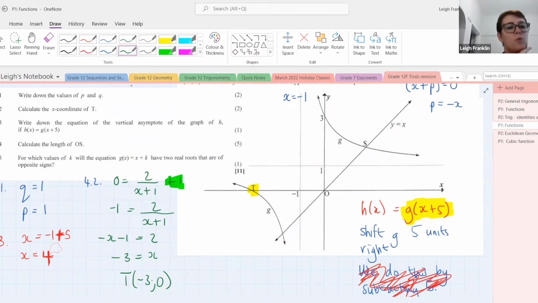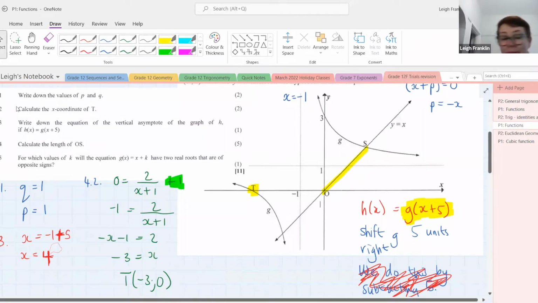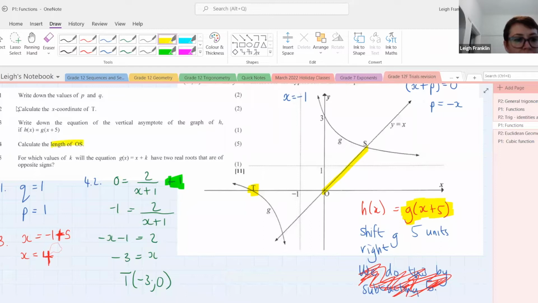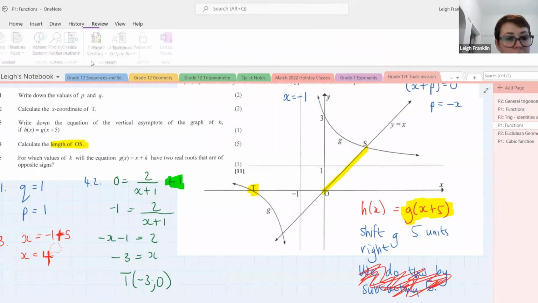Okay. So 4.4, calculate the length of OS. All right. So that is this line over here. There are a couple of ways in which we can answer this question. One of the ways, because they're asking us to calculate the length of a line, is that we can use the distance formula, which is not something we would generally tend to think of in paper 1, but absolutely we can do that.